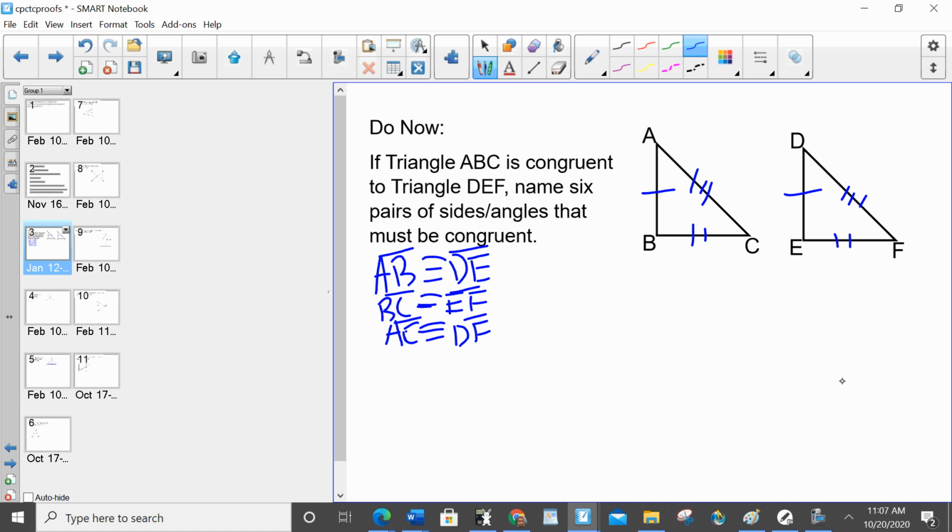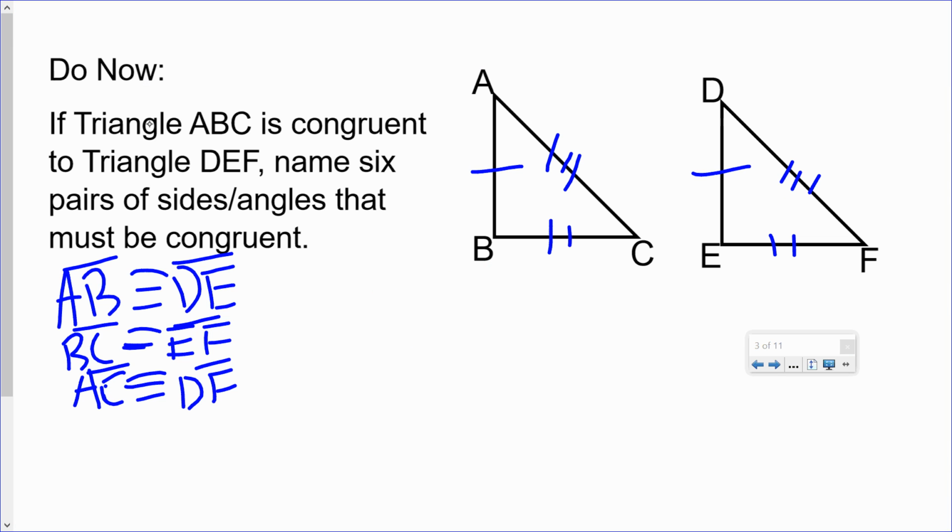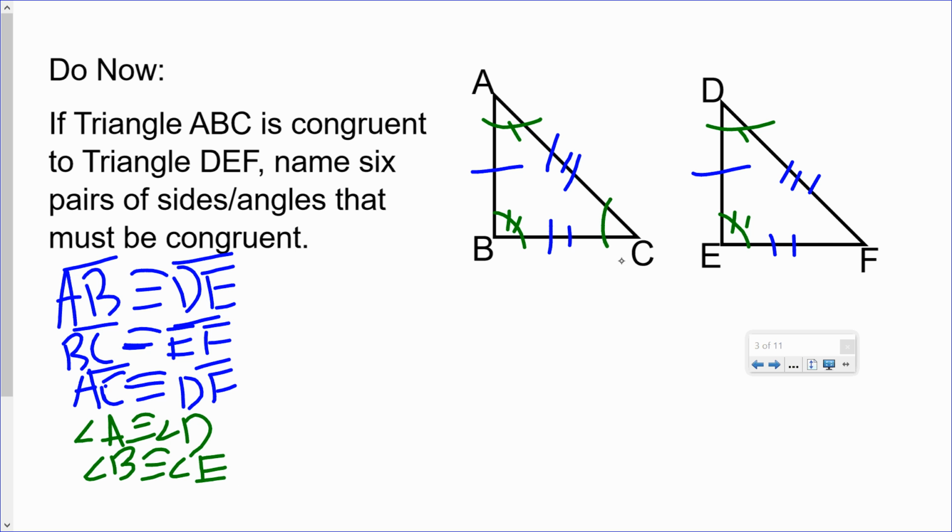And then wouldn't it also make sense that angle A is congruent to angle D? That angle B is congruent to angle E? And that angle C is congruent to angle F. If the triangles are congruent, that means that they're exactly the same. And if they're exactly the same, that means that all those corresponding pieces are the same.